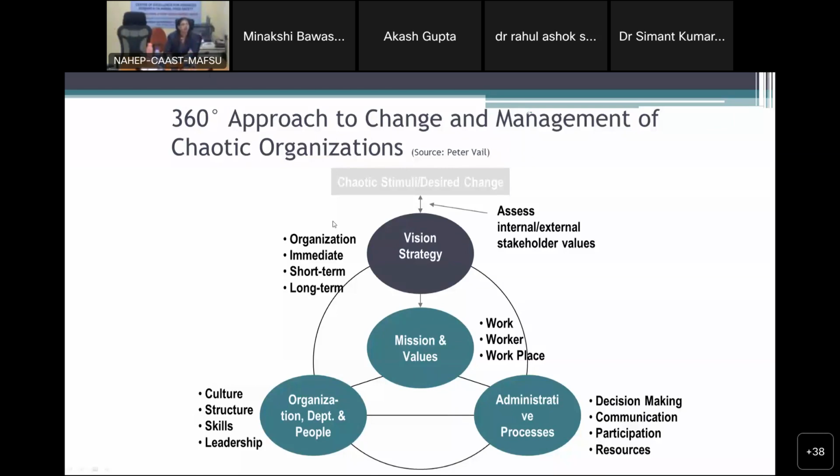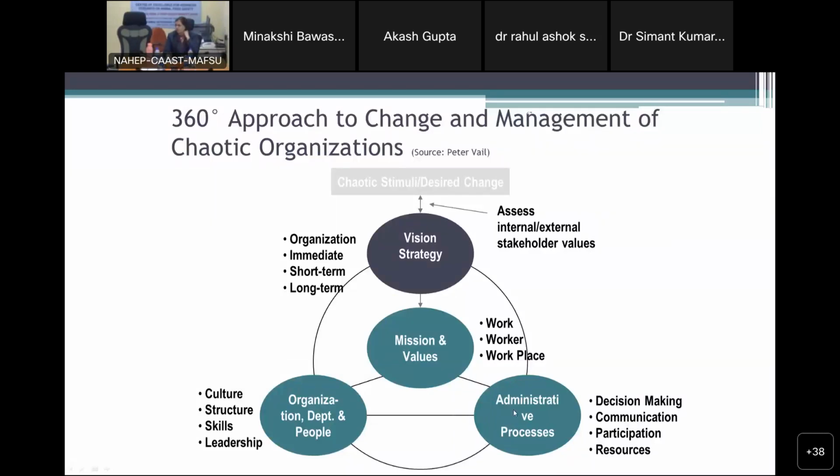Okay, so first, how this chaotic system is there. You have to assess, that means analyze internal and external stakeholders, your clients' values. Okay, what is that? Then your vision strategy, what is your vision strategy, what are your mission values? And then see worker and workplace, what is the work that you're doing, who are the workers and the workplace, whether they really meet this or not.